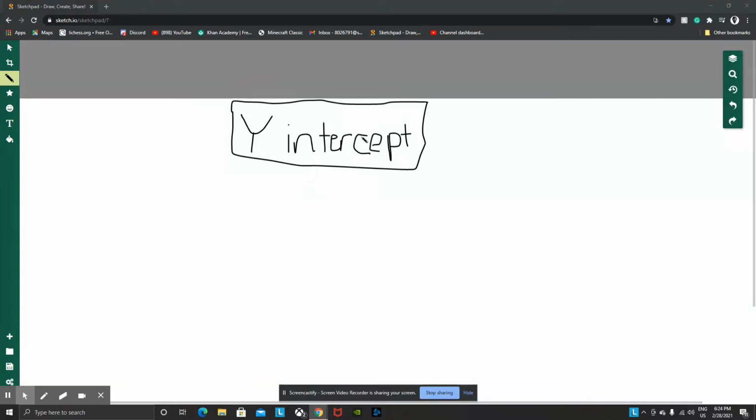So today we're going to be learning about y-intercept. What y-intercept is, basically, is when a line cuts through the y-axis.